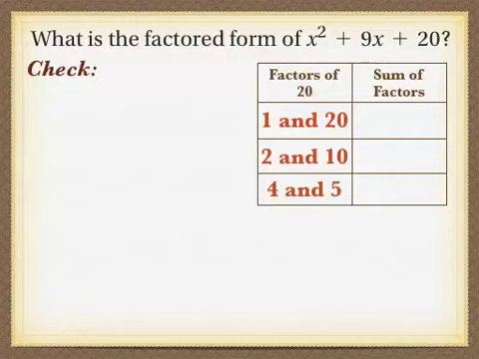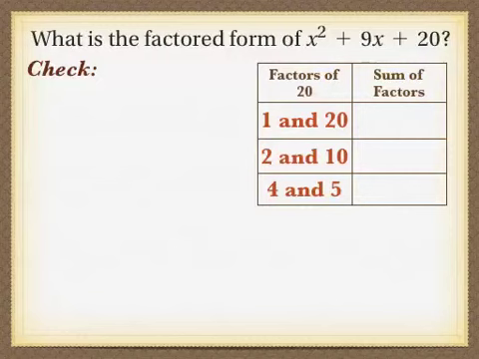The first thing that we need to do is make a table of the factors of 20, because 20 is my c in this trinomial. The factors of 20 that I've written down are 1 and 20, 2 and 10, and 4 and 5. What I need to do with these factors is add them together, and I need them to add together to equal 9.